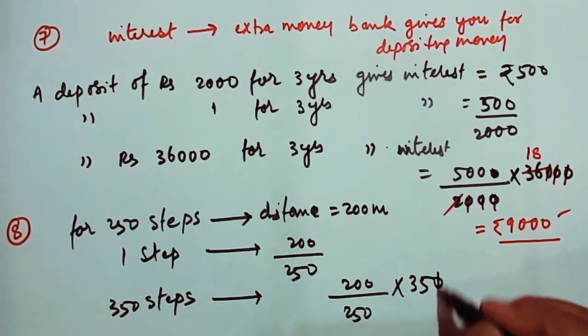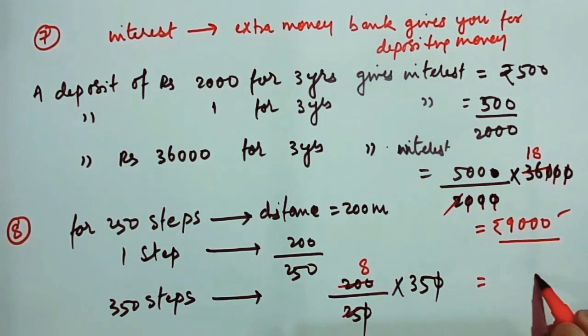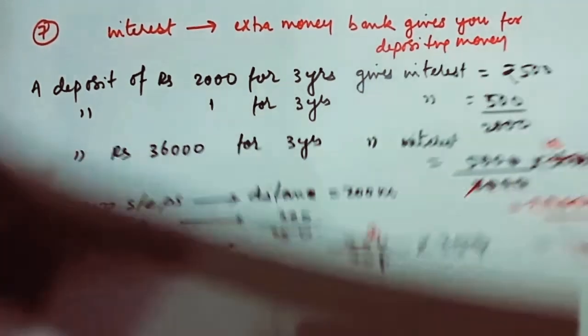So let's do some cancellation work. And here you get how many times? 25 4 4 8. 8 times 35. How much? 280 meters. Very simple. Nothing is there. Two more sums are there, so why don't you people stay tuned.